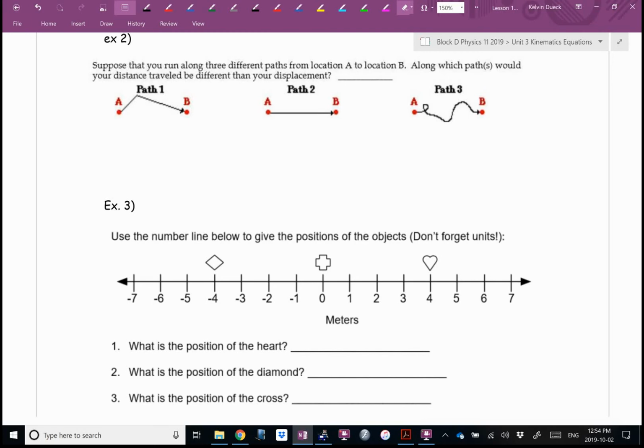Yeah. Path 2. Why? Because it's a straight line. All lines are straight, Captain Obvious. That's why they're called lines. Why? Sorry, you walked into that one. I'm a math teacher.